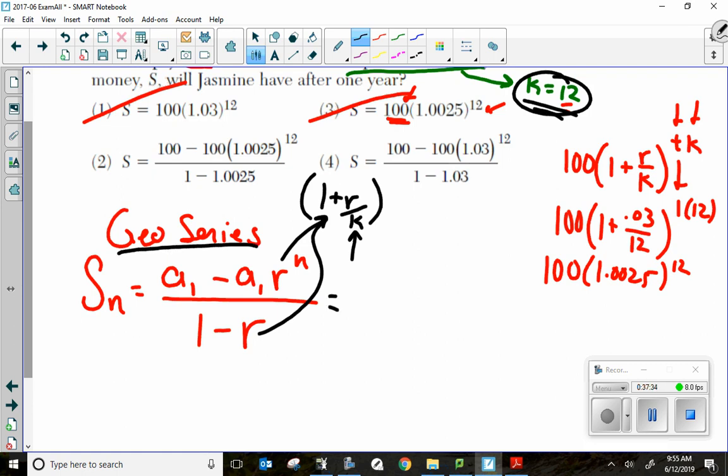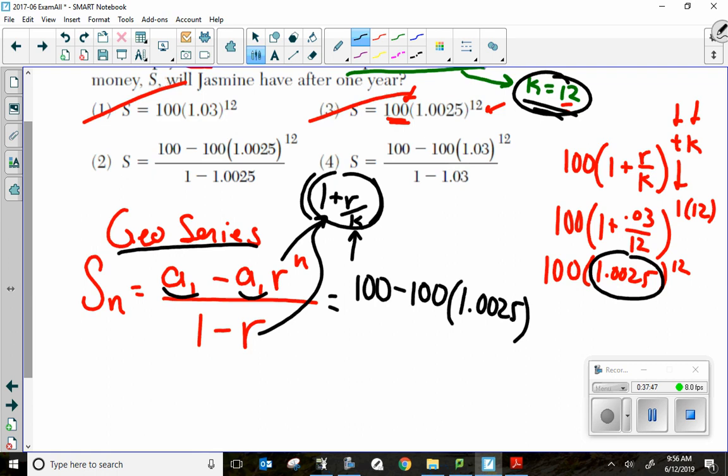So my initial amount was the $100 that we put in, minus the 100, it's the same value, times my r, 1.0025 raised to 12, because that's my time, 12 months, all over 1 minus 1.0025. That is dirty, dirty pool, but they did it to you.